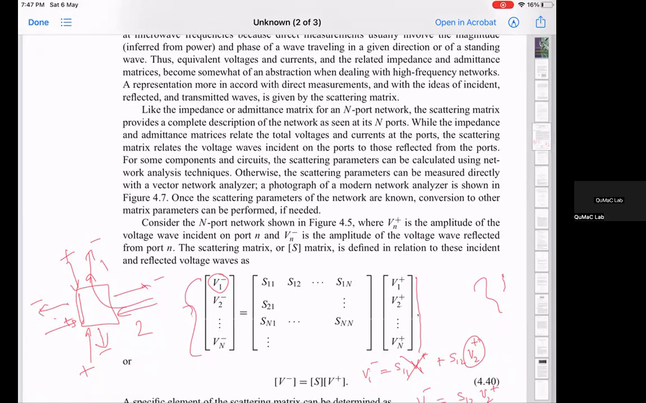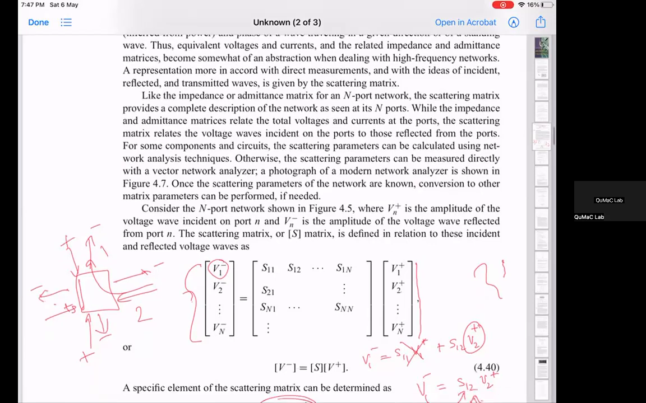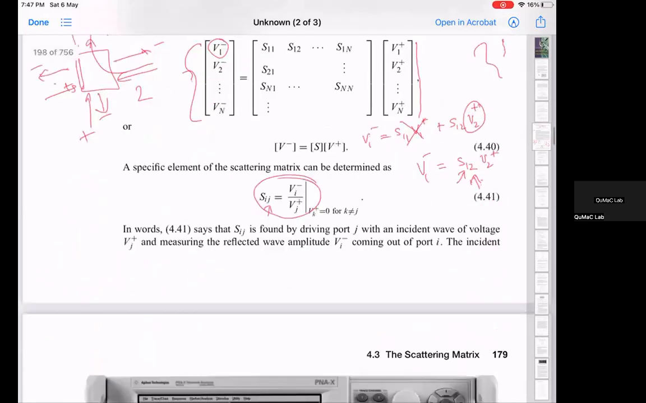So a scattering matrix basically relates all the outgoing waves, which we call V_n minus, to all the waves which are coming into the network. It is completely equivalent to other matrices like the impedance matrix and admittance matrix as well, and one can transform from one to the other. But this is the most common one. This is what we measure using a vector network analyzer.